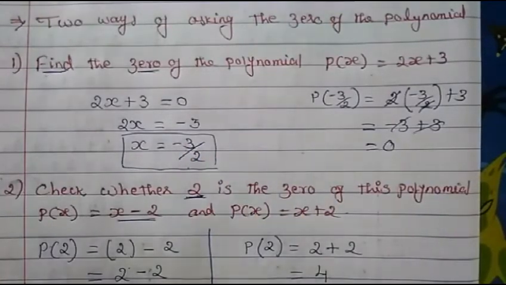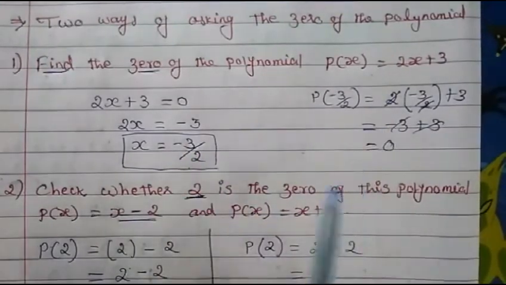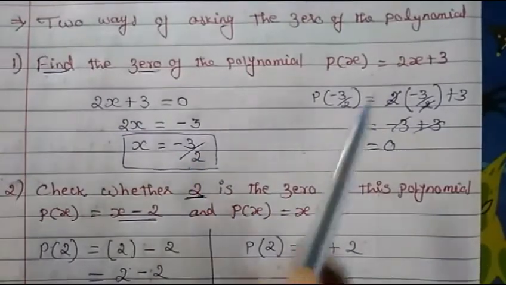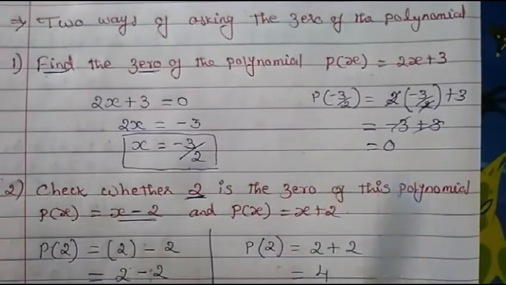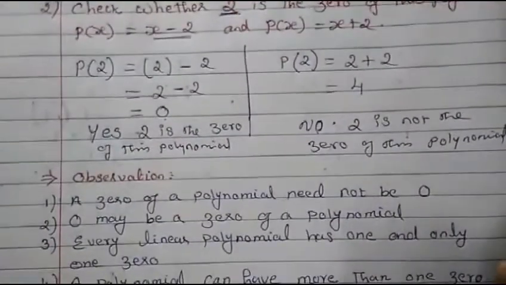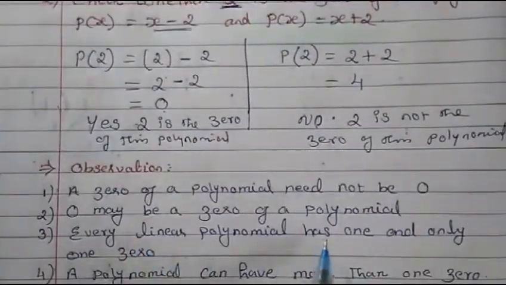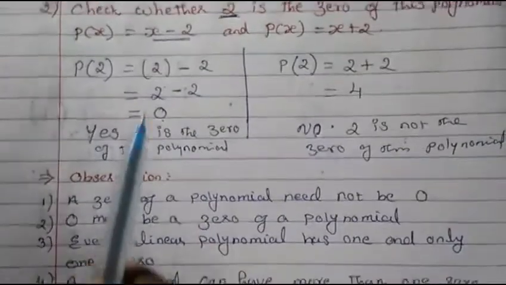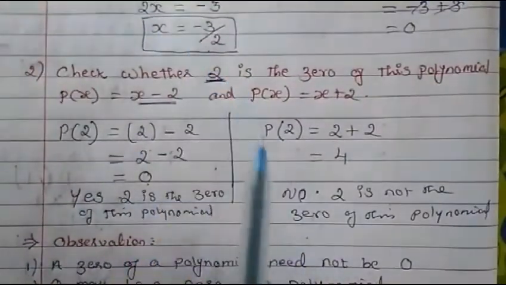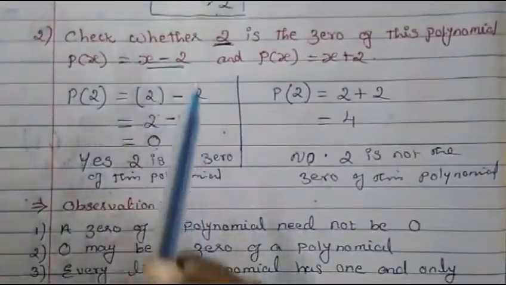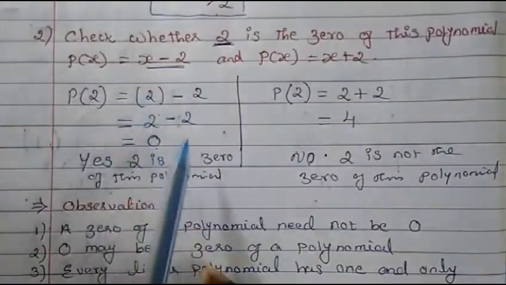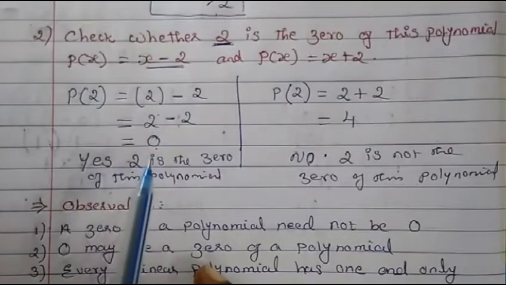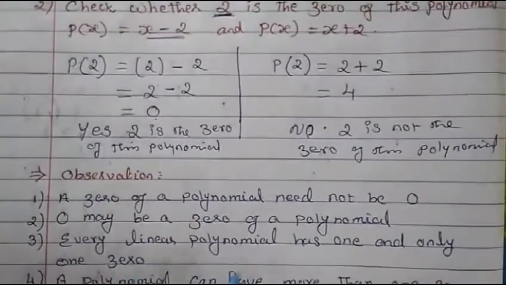So you cannot have many values of x which will bring 0. There can be only one value of x which will bring the polynomial to 0. So that is the meaning of this: every linear polynomial has one and only one 0. 0 here doesn't mean the number 0; it means the value of x. So there can be only one value of x. In this case, only 2 is the value which can bring it to 0, not any other number. So a linear polynomial has one and only one 0.